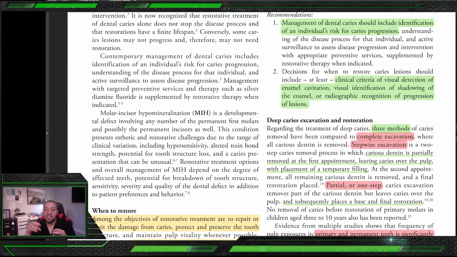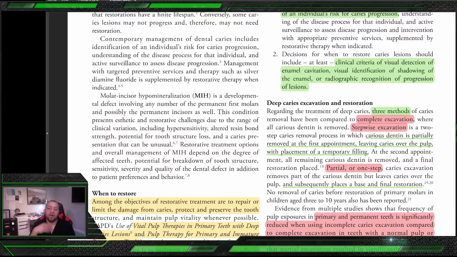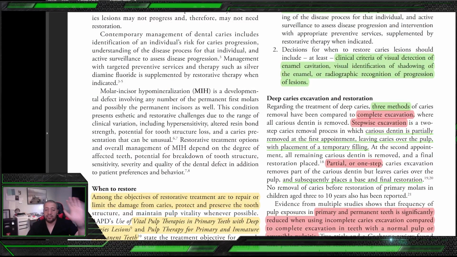In this one, caries dentin is partially removed at the first appointment, leaving caries over the pulp with placement of a temporary filling. At the second appointment, all remaining caries dentin is removed and final restoration is placed. And the third line of treatment, and this is the most commonly used now, and I will tell you why, is partial or one-step caries excavation. Here, you remove part of the caries dentin and leave the caries part over the pulp, and I think you can now know which part you're going to leave. And subsequently, place a base and final restoration.